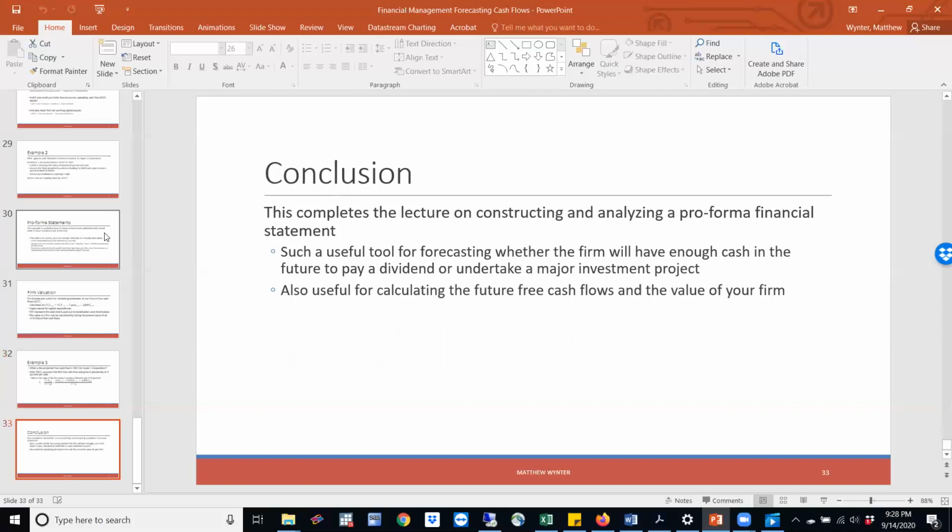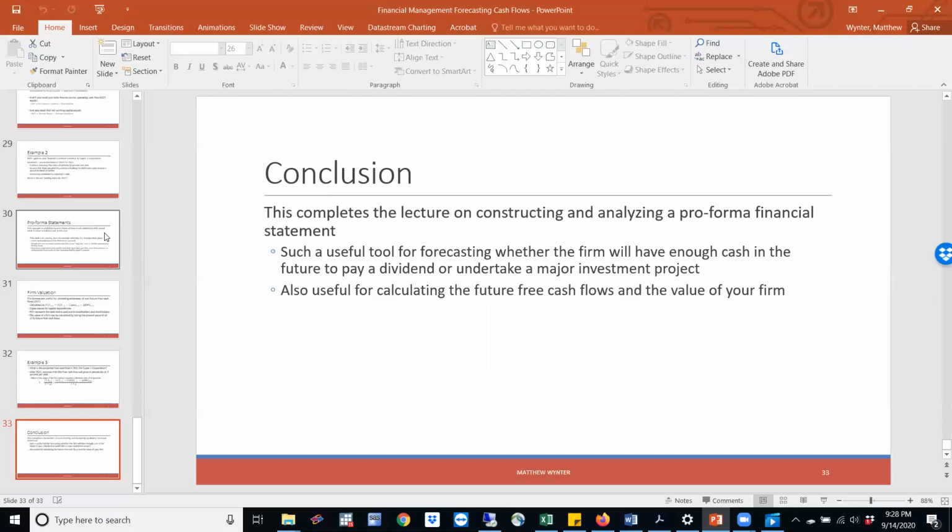In conclusion, this is going to complete our lecture on constructing and analyzing a pro forma financial statement. This is such a useful tool for forecasting. If you do anything in terms of being an analyst or working in the treasury of a firm, working in a non-for-profit, any line of business that you'll put your hands on, having the ability to identify what will be our funding needs given our projection of sales is crucial. So this is a tool that you will use in finance and you'll use in business forever.